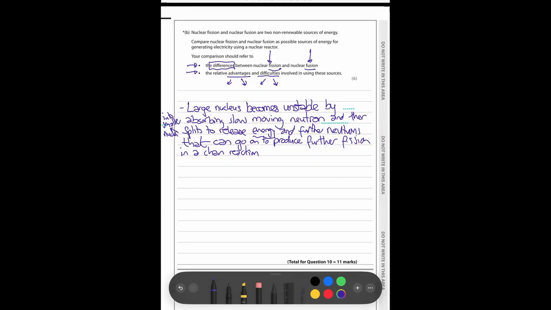Okay, so now, still just going in order, the next thing was fusion, so now I'm just going to define fusion. So fusion is when two small nuclei, or two or more small nuclei, join, and they're also going to release energy.